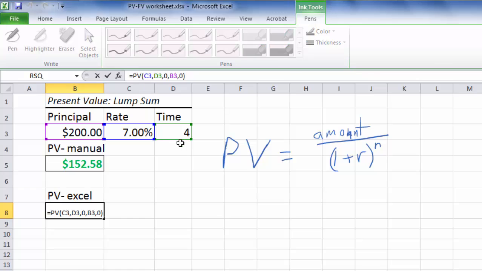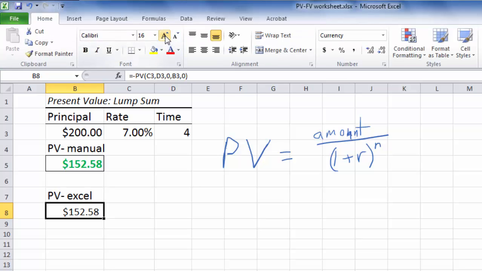It keeps changing the sign on us. Let's undo that by putting the minus sign there. And bada boom. Once again, we have used Excel's built-in formula and just let Excel do all the work for us. Okay, nice and easy.